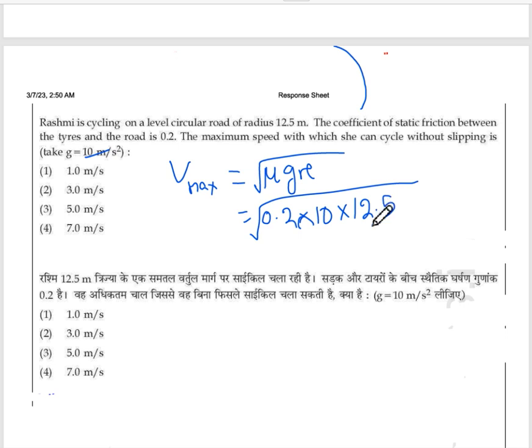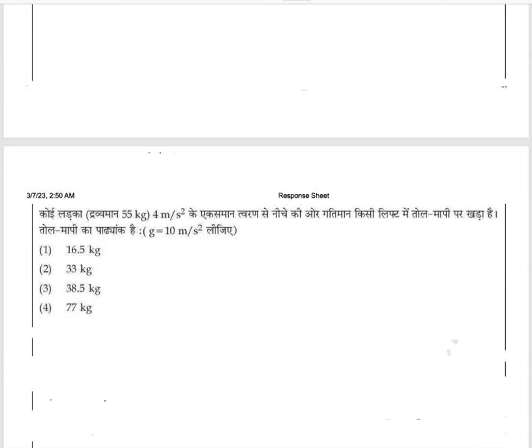So if we calculate, it will become 0.2 into 10 into 12.5, which is 25. So the square root of 25 is 5 meter per second, which is option 3. Okay, so we'll move to the next question, question number 10.